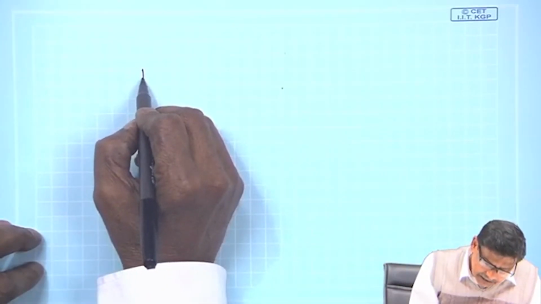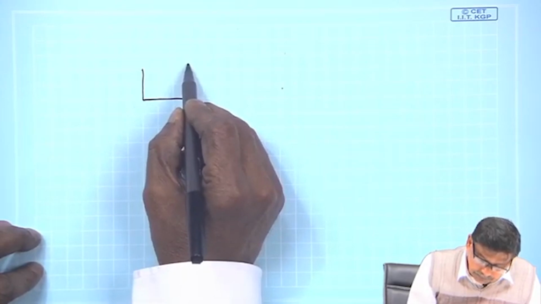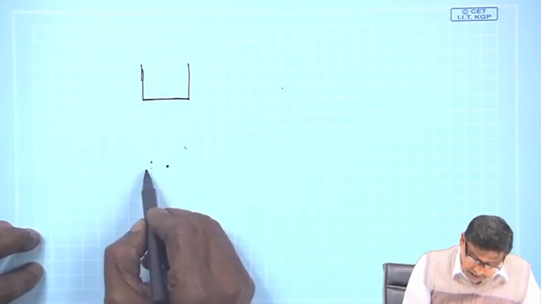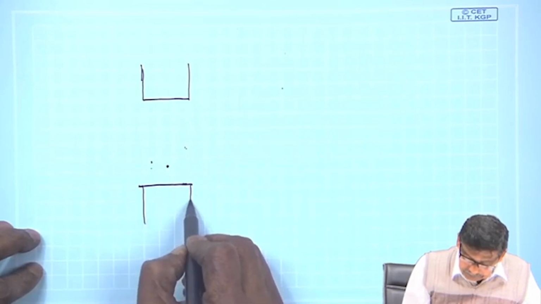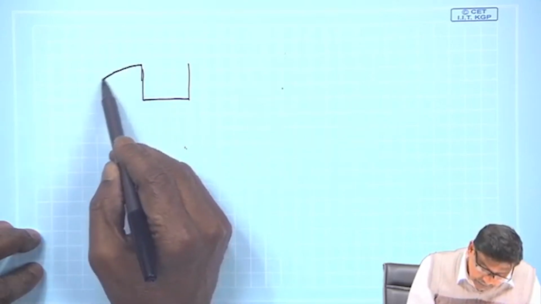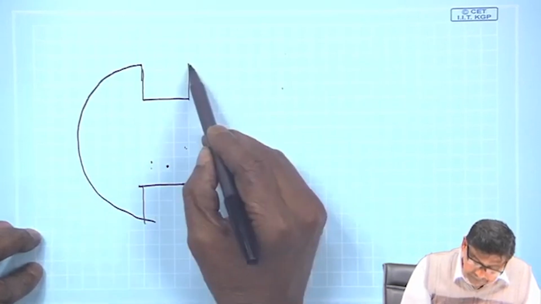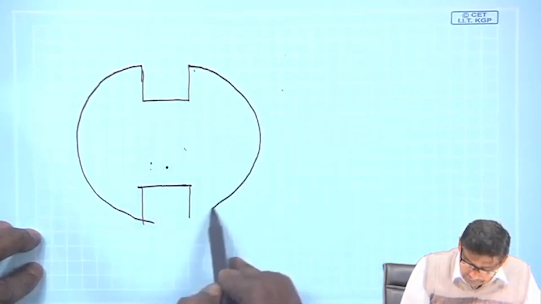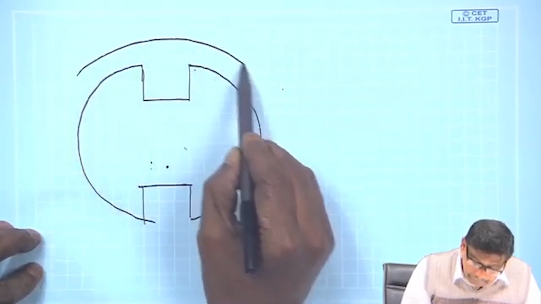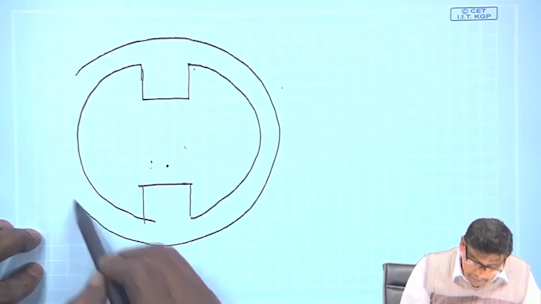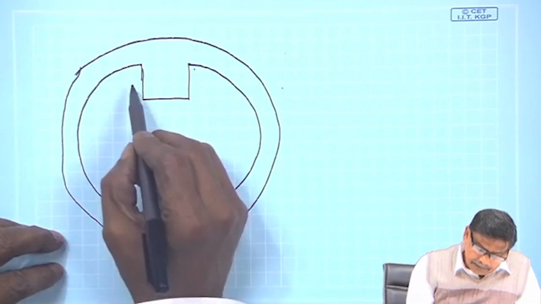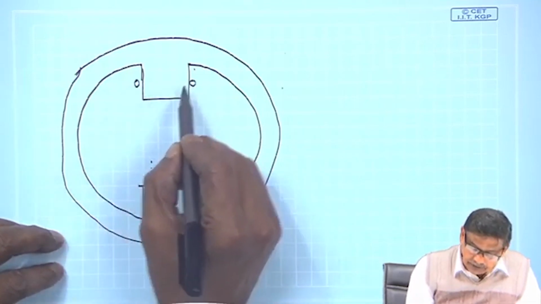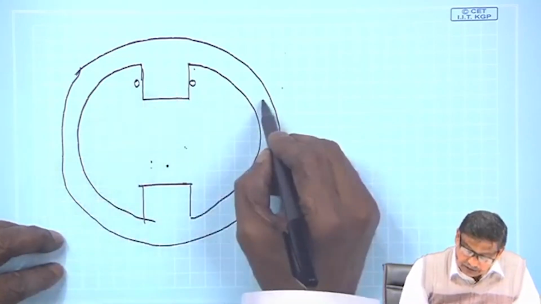That is, I will make an arrangement in this fashion. Suppose here is a north pole and here is a south pole, and I will make it circular like this. These are iron, soft iron. I can do like this, and by passing some current here, suppose around this projected pole. So, this is circular, this is iron.